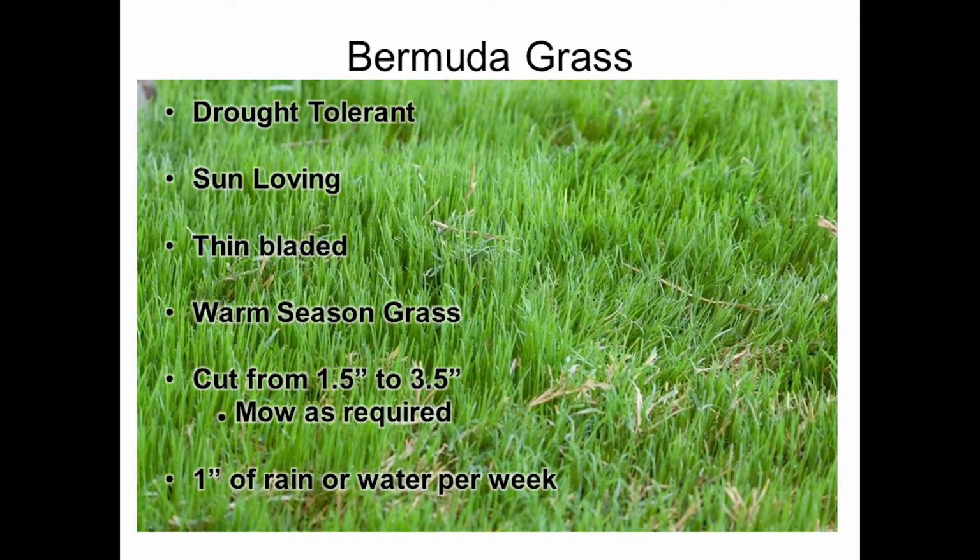Usually cutting depth, we're looking at 1.5 to 3.5 inches in height. The higher you can leave it from cut, the longer you can go between waterings, because that little bit of extra growth will shade the ground quite nicely, so you don't have to worry about watering it a little bit. It kind of keeps the moisture in the ground.